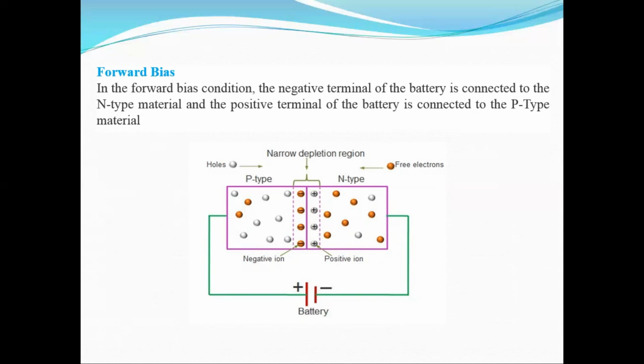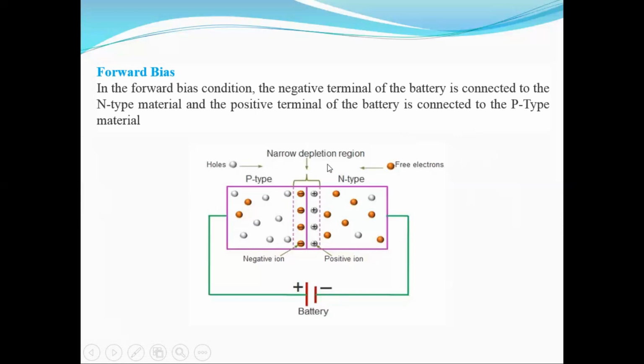Forward bias means a p-type semiconductor is connected to the positive terminal of the battery and the n-type semiconductor is connected to the negative terminal of the battery. Since the p-type is connected to the positive terminal and the n-type to the negative terminal, the holes in the p-type will be repelled by the positive terminal and move towards the junction. Similarly, the electrons in the n-type get repelled by the negative terminal and move towards the junction. Thereby the depletion region will be reduced.